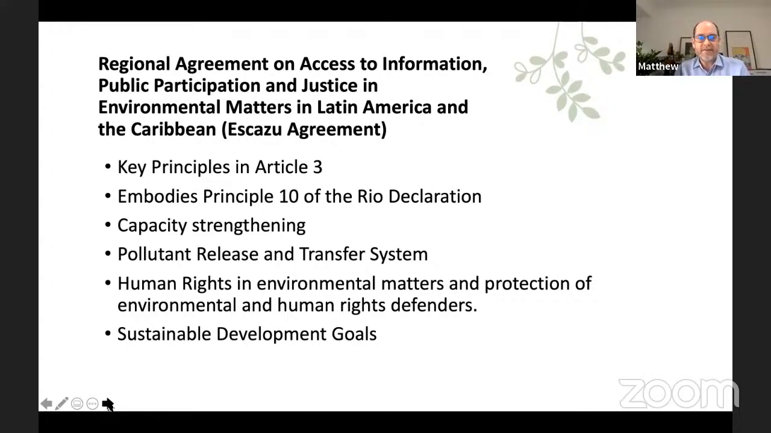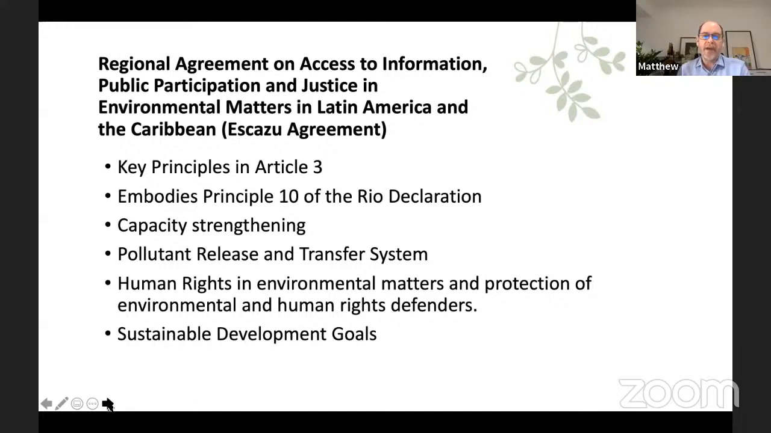And the reason why this is very important, it relates to Latin America and the Caribbean. It talks about the human right to a clean and safe environment. It embodies Principle 10 of the Rio Declaration relating to public participation, access to information, and access to remedies. It talks about capacity strengthening, including with respect to environmental impact assessment.